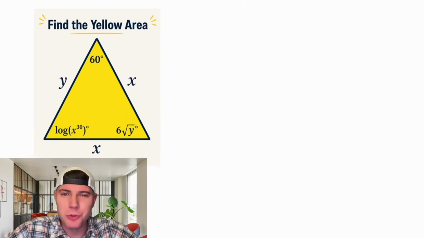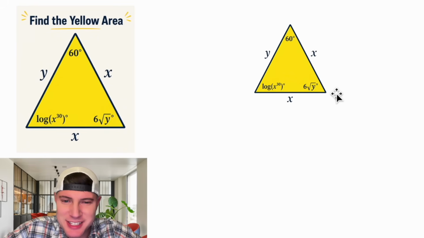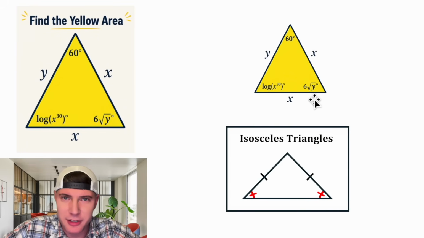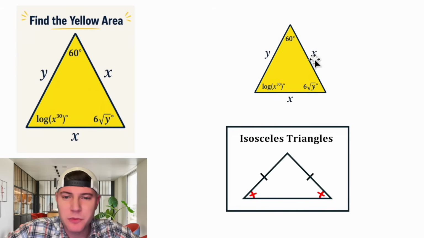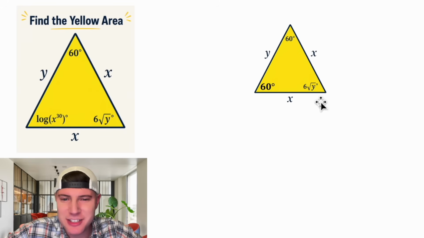3, 2, 1. First, I'm realizing since these two sides are equal to x, that means this is an isosceles triangle. In isosceles triangles, the angles opposite the congruent sides are congruent to each other. Here's the notes right here. Since this side of length x has a 60 degrees opposite of it, this side of x would also have 60 degrees opposite of it. So let's change this whole thing into 60 degrees.